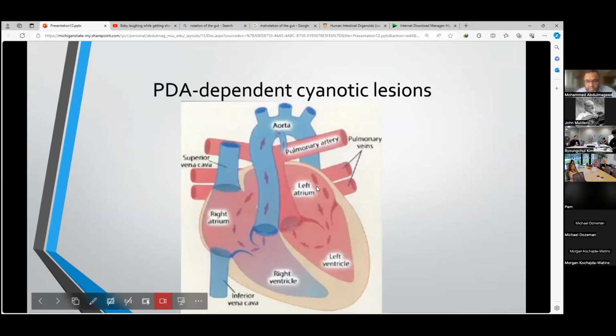So what happens with TGA? And this is, I'll mention the important points only. So what happens is the aorta, instead of coming from the left ventricle, comes from the right ventricle, and vice versa for the pulmonary artery, which comes from the left instead of the right. So what happens is blood coming from the body through the vena cava to the right ventricle, and then goes to the aorta of the body.